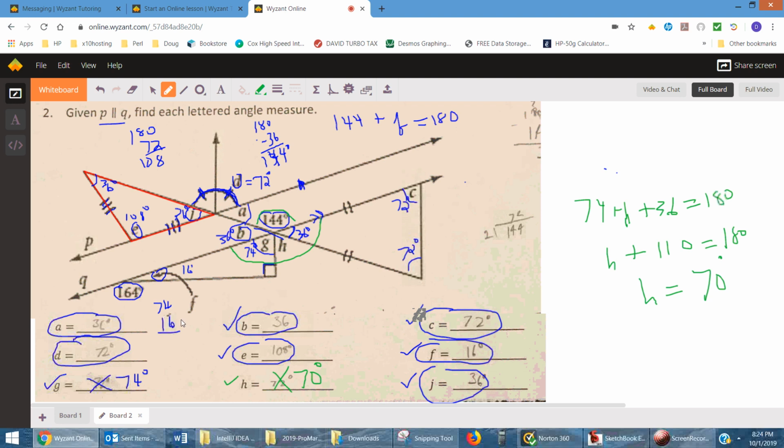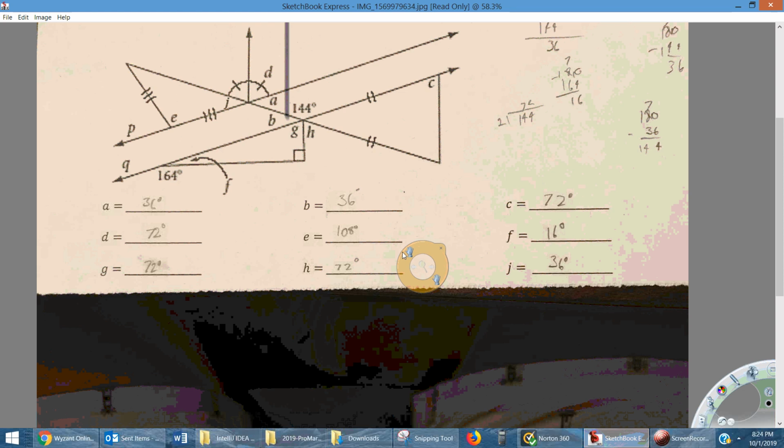Now, let me double check. 16, 74, 70. Yeah, this is 16. This has to be 74. Yeah, so I think these two were wrong, G and H. And H was probably wrong because G was wrong. Okay, so I think that was all that. We didn't have to find J.